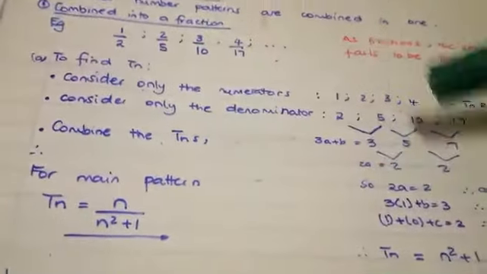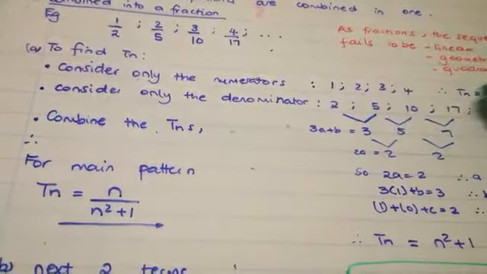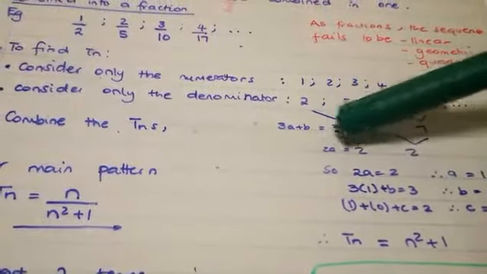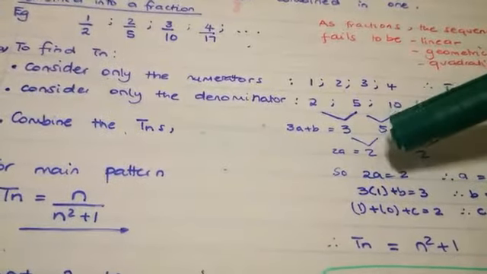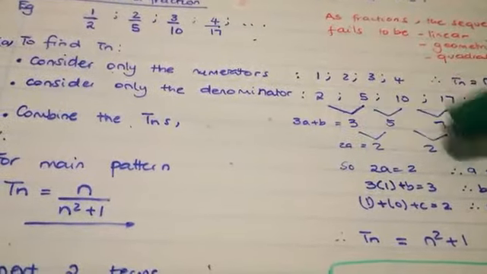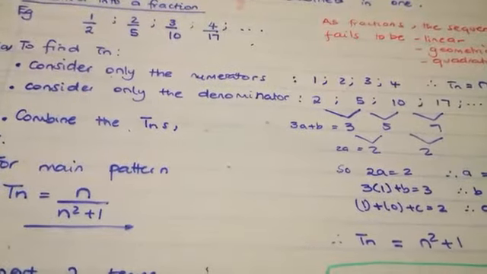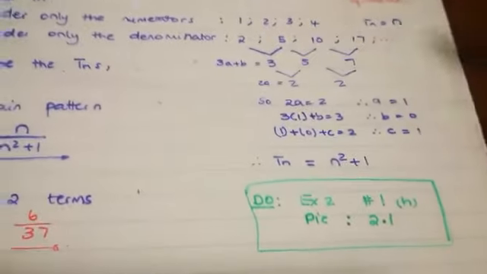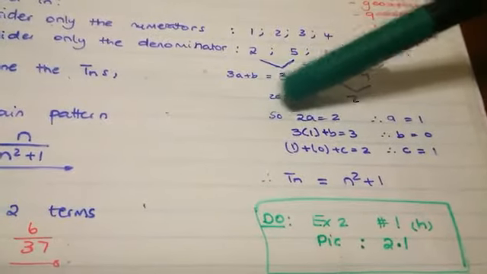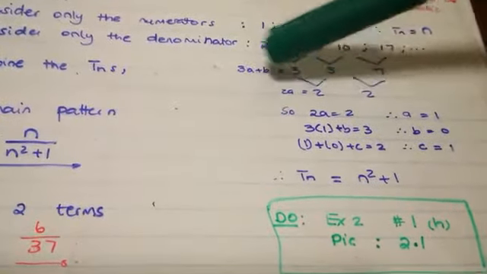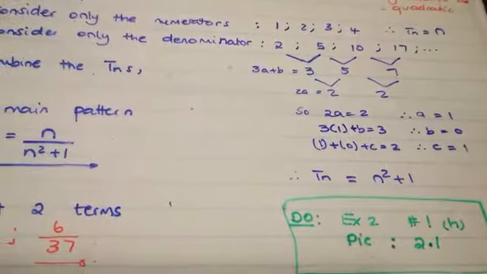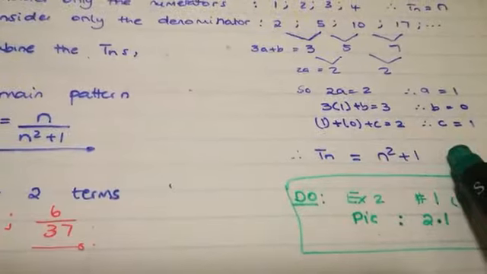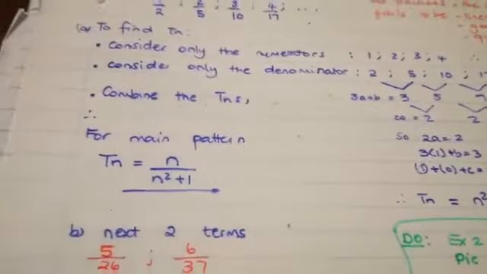And then I did the denominator. If I look at the denominator, the pattern there is 2, 5, 10, 17. If I do my first difference, I get 3, 5, 7, which then gives me 2, 2. So that means it is quadratic. The denominator gives me a quadratic number pattern. So I find a, b, and c like we did before. This is equal to 2a, this is equal to 3a plus b, and this is equal to a plus b plus c. These are my values for a, b, and c, which then gives me Tn equals n squared plus 1.